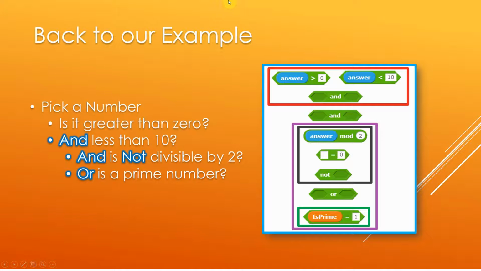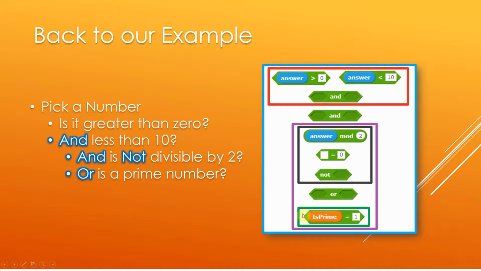So if we pick a number and we put the answer into the blue answer variable, we first check is it greater than 0 and less than 10, and then we put those blocks as parameters into an AND block. Then we check is our answer not divisible by 2. So we first see if it is divisible by 2. So answer mod 2 equals 0 will tell us if it's divisible by 2. So if this is true, then it is divisible by 2. If it's not, then this is false. So we want to change our false into a true, so we use the NOT block.